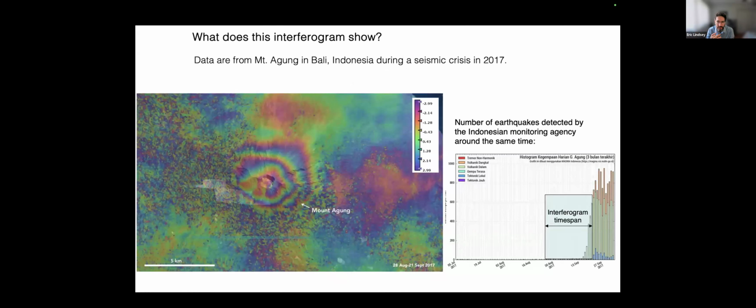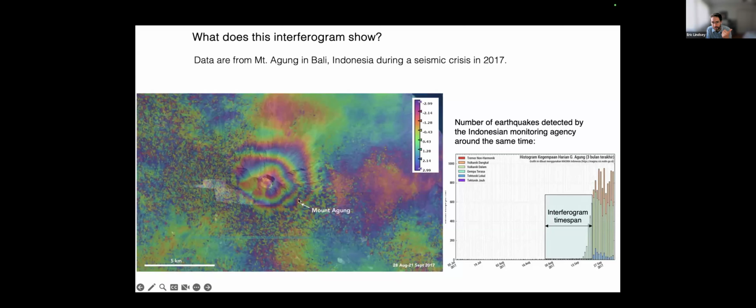So here's a case. This is an interesting one from Mount Agung, which is in Bali in Indonesia. And you can see that this is after filtering. There's still a lot of noise over here. This is because there's basically vegetation. It's a dense, almost a jungle on this side of the mountain. And so there's just nothing that you can really do to process that noise to make it go away. But on the volcano itself, we see this pretty clear circular signal.